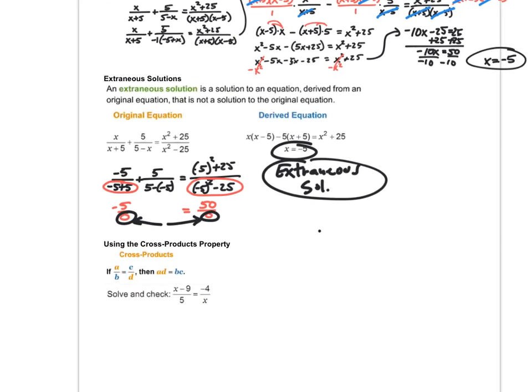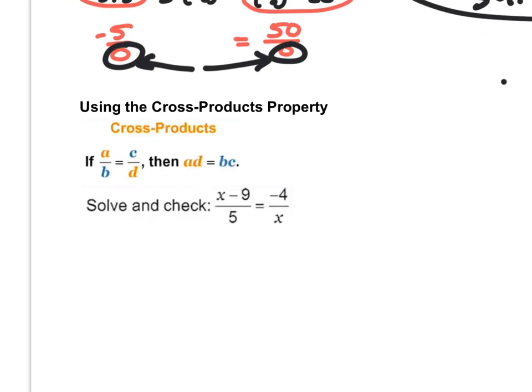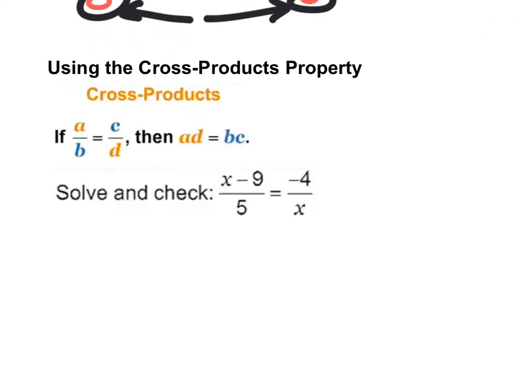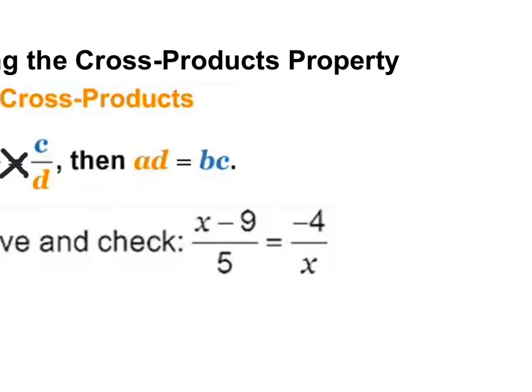All right, so now there's another way of solving these problems, and that's using the cross product property, which is very handy for solving these problems. To first talk about the cross product property, let's look at what it's saying. You have two fractions that are equal, and if you take this number a and multiply it by d, it is equivalent to taking b and multiplying it by c. So let's quickly take a look at an example.